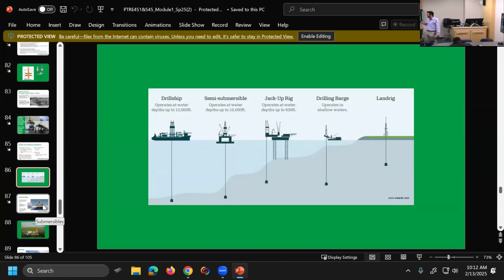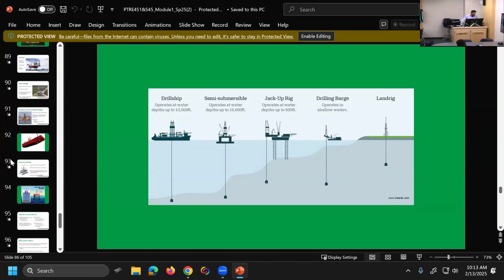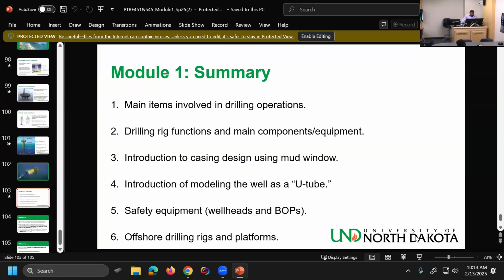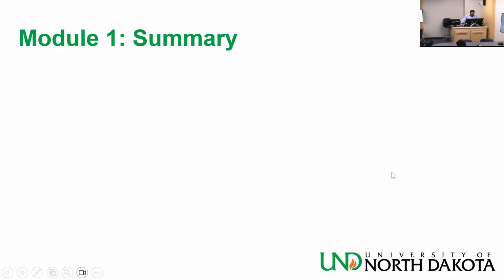But once you move into the development portion, then you are going to use the platform, because you want more space, you want more capability, and then these are most likely going to become production platforms after that. You're going to make some changes on them, and they're going to become production platforms. So that was the end of module 1. It took 100 slides, over a month to go through.